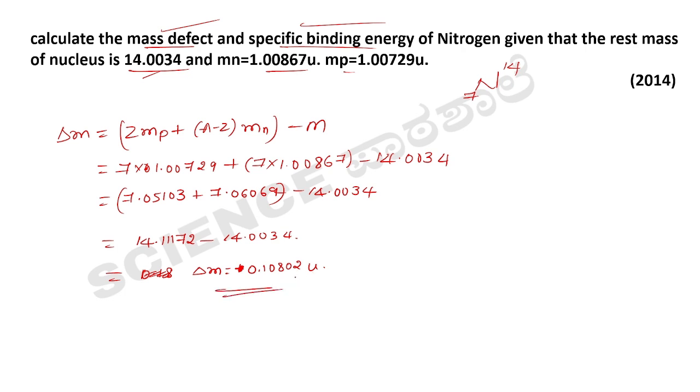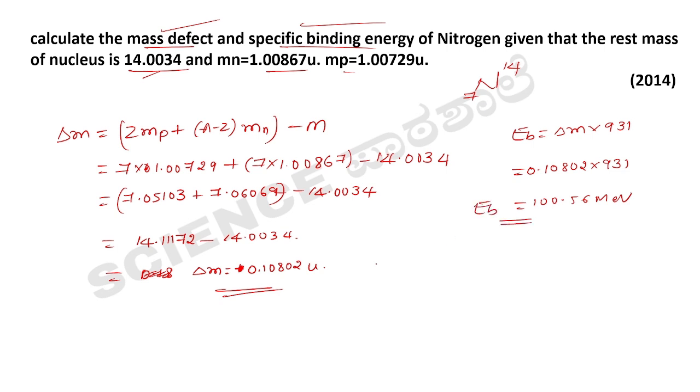Okay, now this is the mass defect. Now what do we have to calculate? We have to calculate binding energy. They ask only two things: mass defect and specific binding energy. To calculate specific binding energy, we require the binding energy, that is EB. What is the formula? EB is equal to delta M into 931. Delta M is 0.10802 into 931. You will get 100.56 MeV.